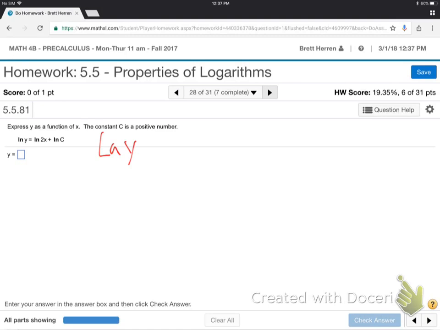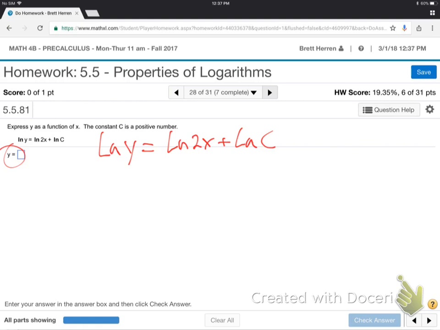Okay, so natural log y is natural log 2x plus natural log c. Basically, they want me to solve for y. See how they're saying over here, give me y? They want me to solve for y. So the deal is I need to get this natural log off the y. How do I get that natural log off the y?